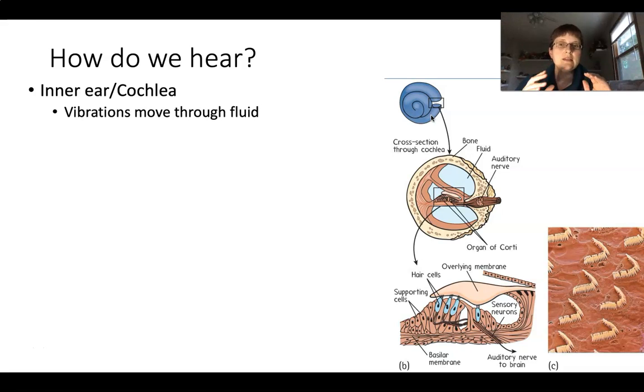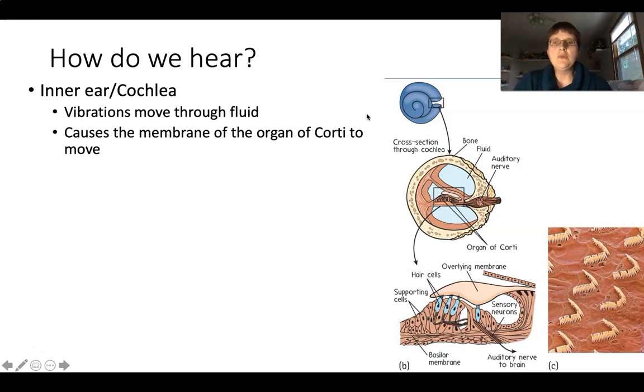What's going to happen is this cochlea is full of fluid. So the vibrations are now going to transfer into that fluid. So it goes from the solid bones into this liquid in the cochlea structure. And what it's going to do is make a membrane inside of this structure move. So the membrane is the membrane of the organ of Corti. So let's take a look at what we're talking about.